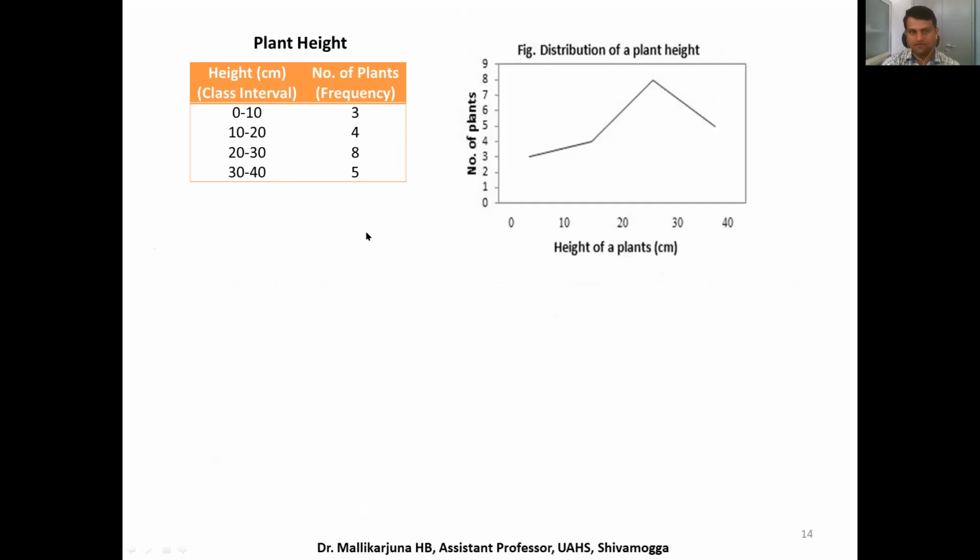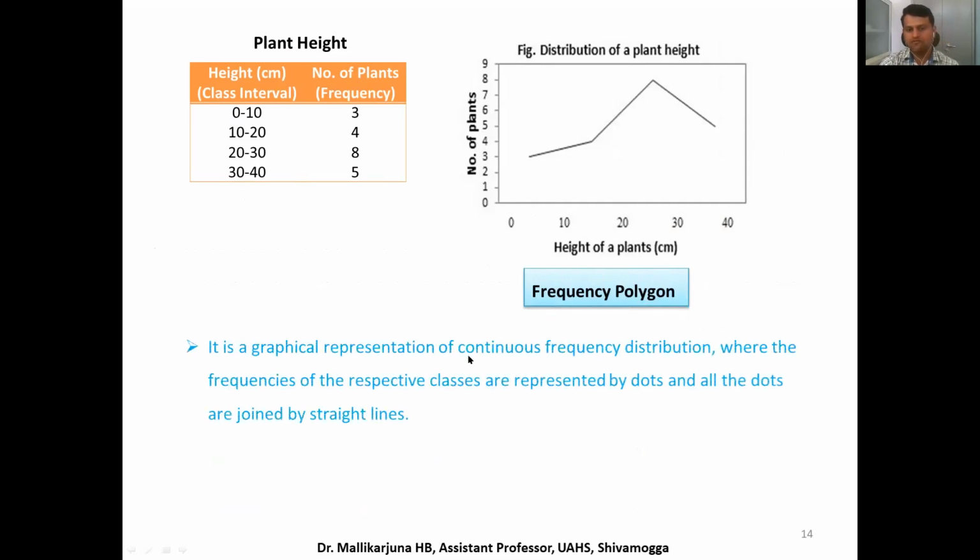This is another type of graph. Here for this table, we can represent this table in this way also instead of histogram. This type of graph is known as frequency polygon. It is a graphical representation of continuous frequency distribution where the frequencies of the respective classes are represented by dots. Of course, dot, dot, dot. And all the dots are joined by straight lines. So 0 to 10, this is the frequency 3, 10 to 20, 4, 20 to 30, 8, 30 to 40, this point is 5. So at last we have joined by straight lines. This is known as frequency polygon.